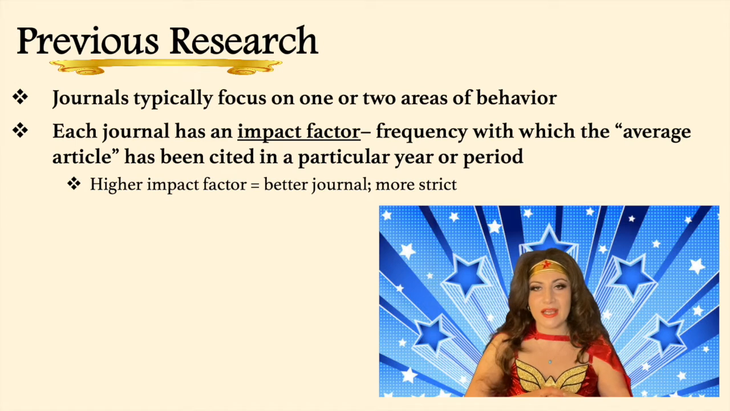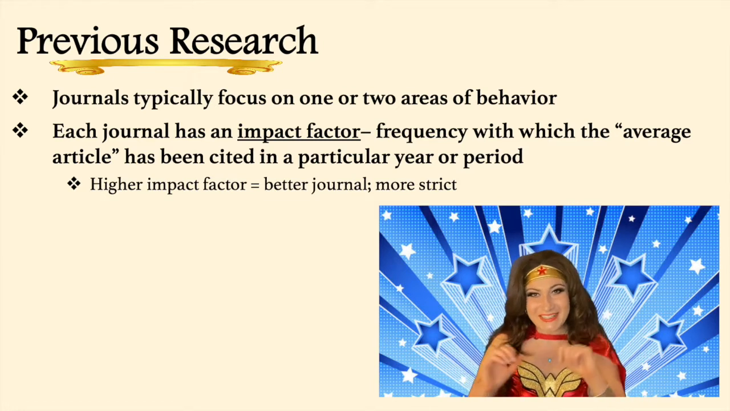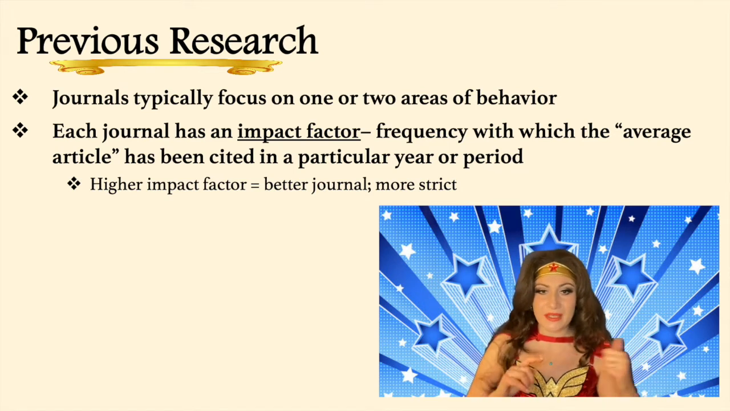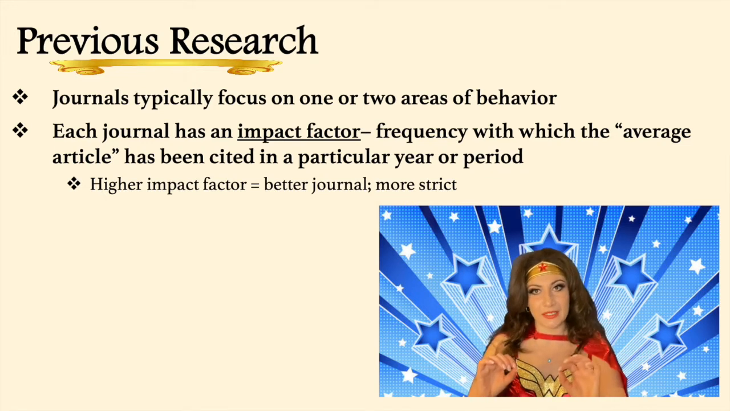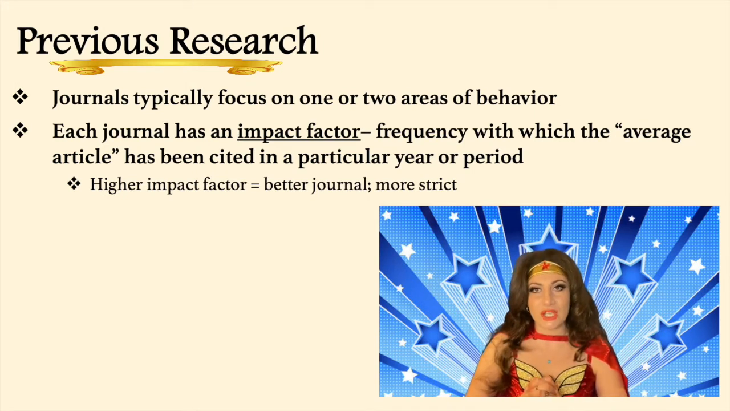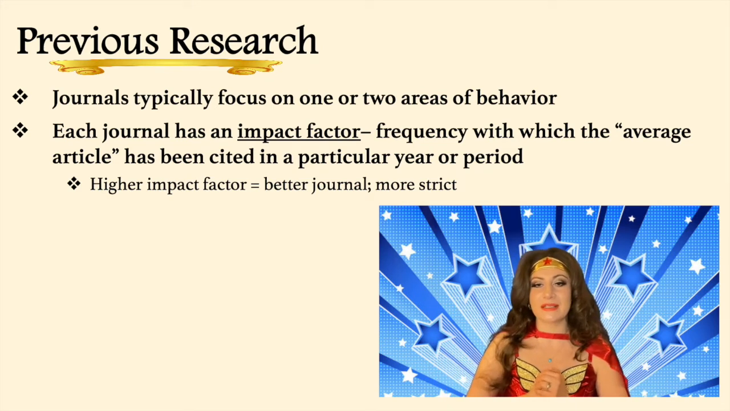And each journal has what is called an impact factor. If you think about the word impact, impact is something powerful, right? It means to have an effect on. So impact factor is a good thing. Each journal has an impact factor. And this impact factor is the frequency with which the average article from that journal has been cited in a particular year or period. Sometimes it's on a quarterly system, sometimes it's monthly, sometimes it's yearly. But generally, the impact factor represents how often articles from that journal are being cited.